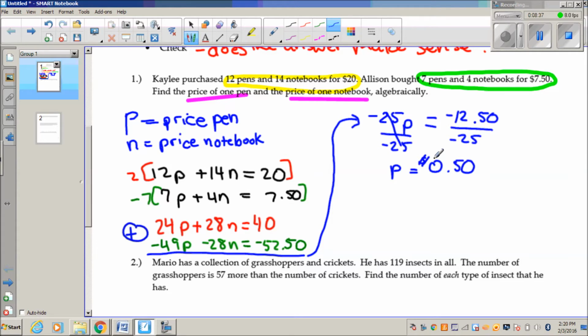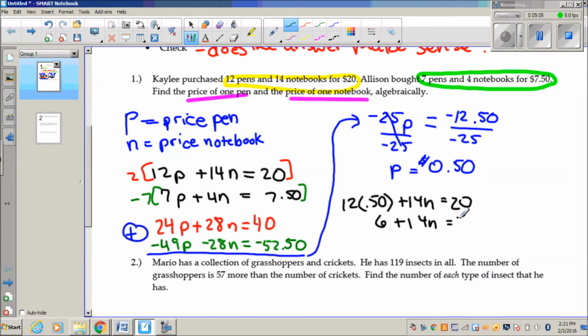Now I'm not quite done yet, because now I have to substitute it in and find the cost of a notebook. So I can pick either equation and substitute the 50 cents in. I'm going to use my first equation. So I'm going to put 12 times 0.5, or 50 cents, plus 14n equals 20. And then I'm going to use my calculator to evaluate this.